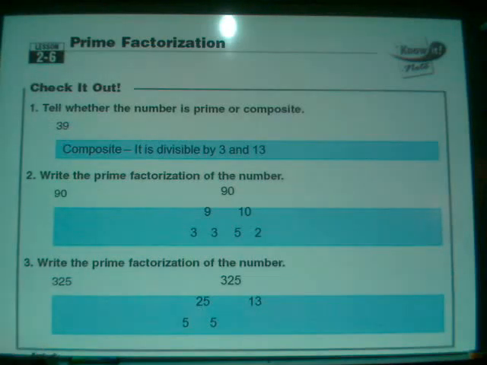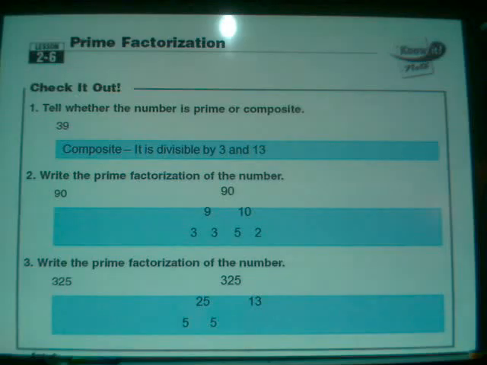All right, so let's practice these things here. Number 1, we're supposed to tell whether the number is prime or composite. So we've got 39. Well, we know 39 is 1 times 39. That's what makes it prime. We just have to find something else to prove it's composite, and if we don't, it's prime.